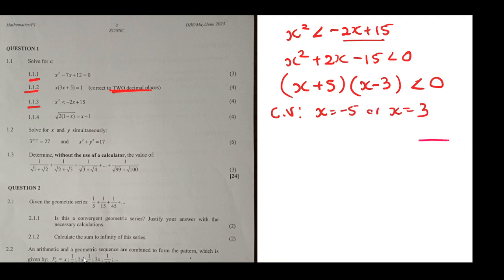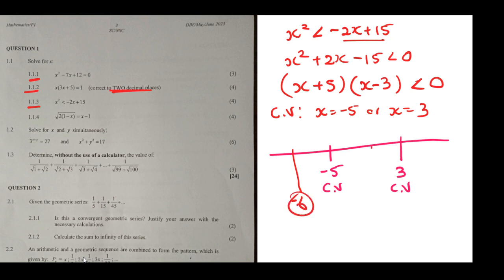After this step, you draw your number line. You put your critical value of minus 5, and your critical value of 3. Then you test values that are before your critical value, let's say minus 6; between your critical values, let's say 2; and after your critical values, say 4. You test these values. I'm sure you now know how to do it.